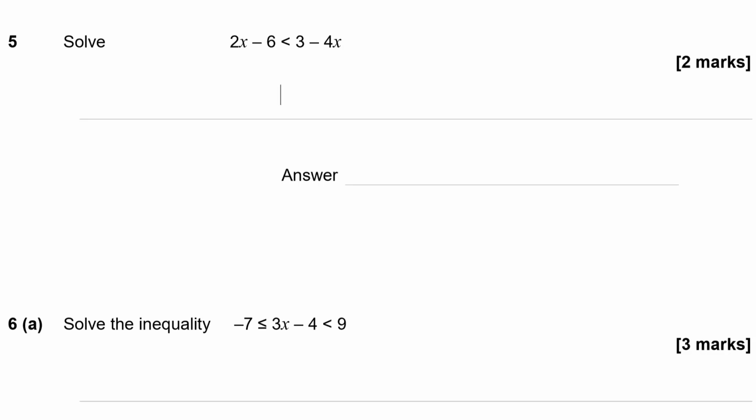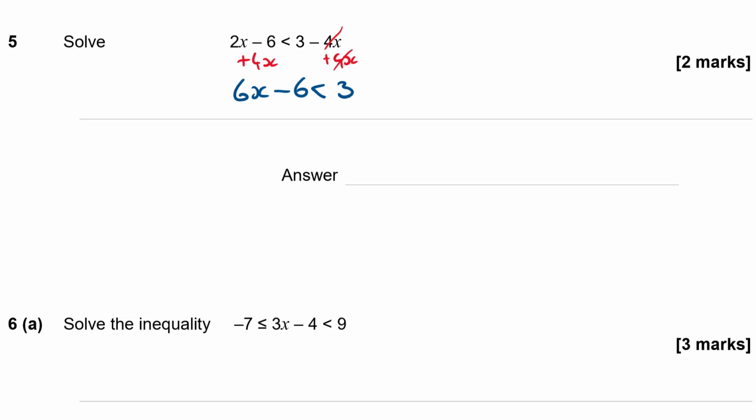I think if I can add 4x to both sides, that would be a good start. Add 4x, because then that will cancel with that and just leave me with numbers on the right hand side. So what will I get? 2x plus 4x is 6x. So now I've got 6x minus 6 is less than 3.